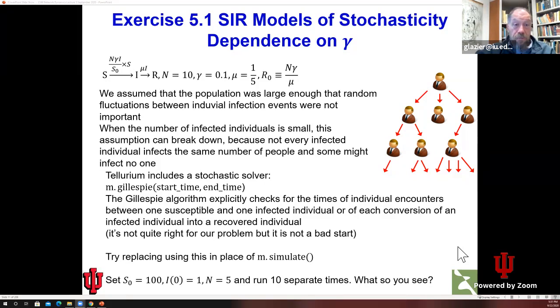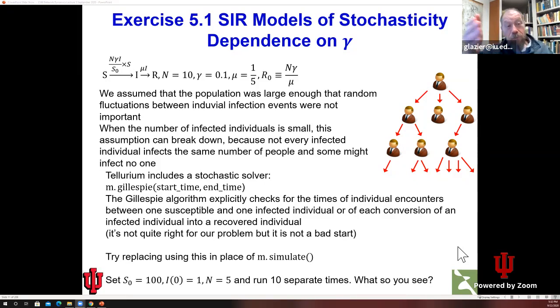Gillespie isn't the perfect algorithm for infectious modeling, but it's actually not that bad when you dig into the mathematics of it. And it's easily available to us. So I wanted to do a little bit of Gillespie modeling today before we dig into the other problems we're going to work on. If you want to run Gillespie in Tellurium, it's exceedingly easy. Instead of typing m.simulate, open parenthesis, start time, comma, end time, comma, number of points, you type m.Gillespie, open parenthesis, start time, comma, end time.